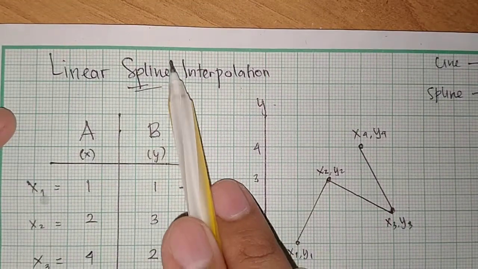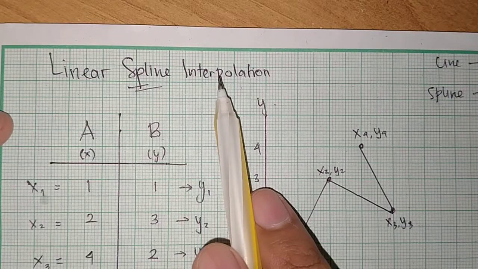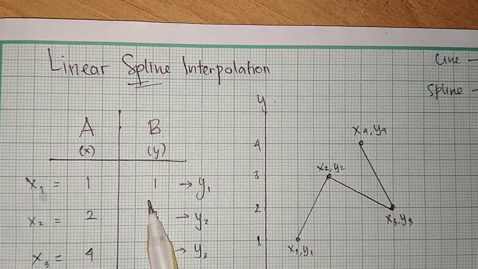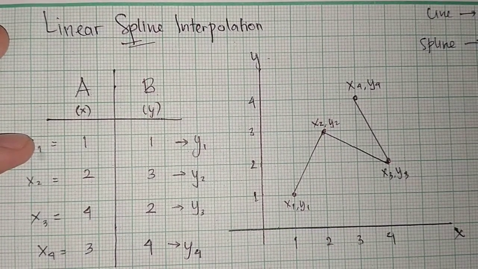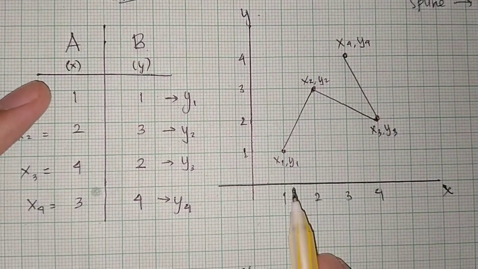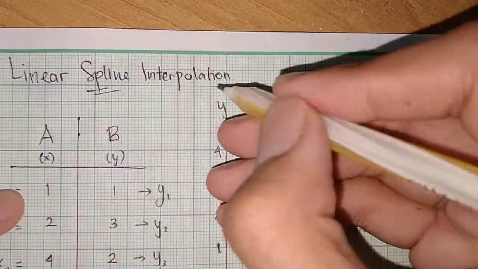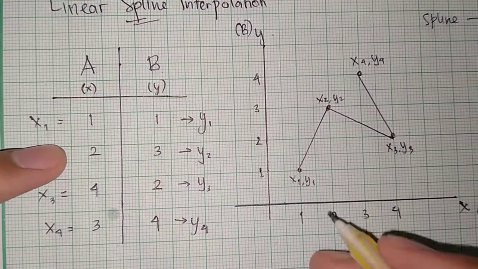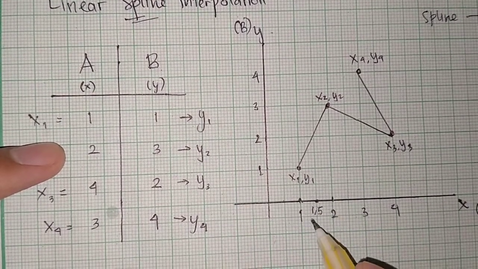Now because we are doing interpolation, when we are learning about interpolation, we can know an approximate value of certain data by doing some kind of forecasting. So let's say we want to know the value of b. This is a, and this is b. Let's say we want to know the value of b when a is equal to 1.5. This is 1, this is 2, so 1.5 will be right here.